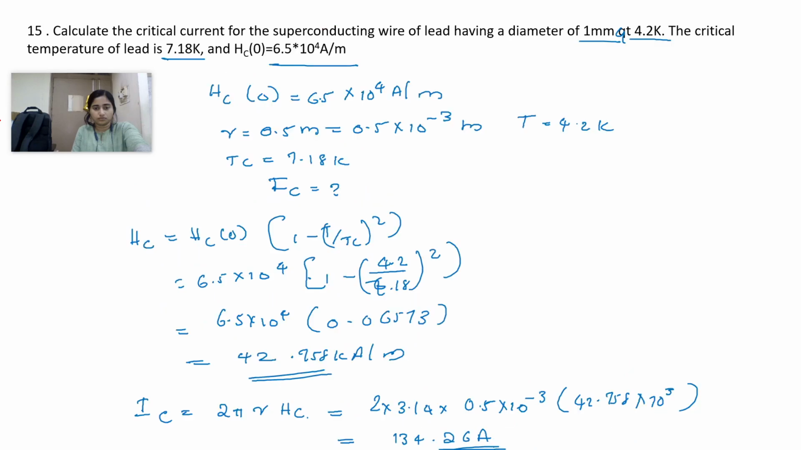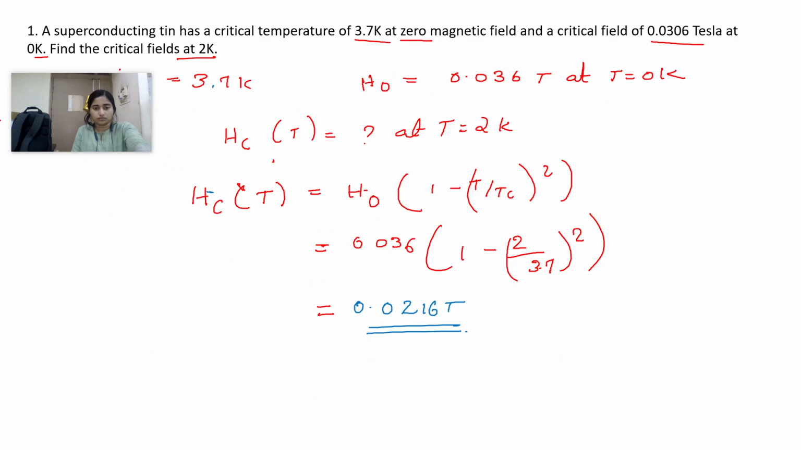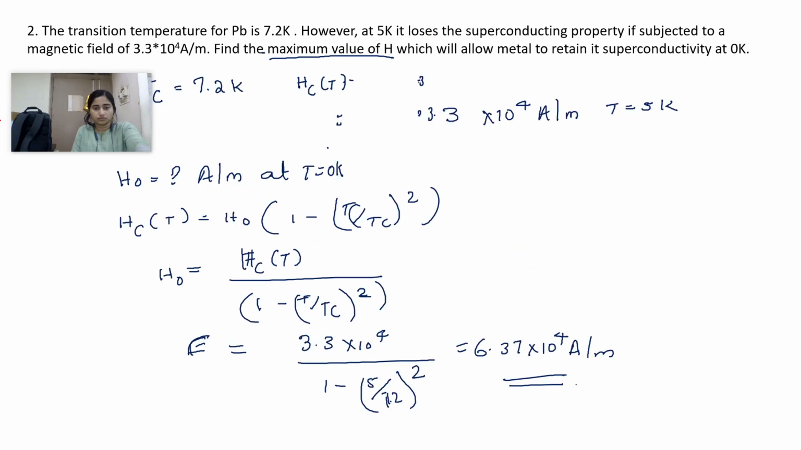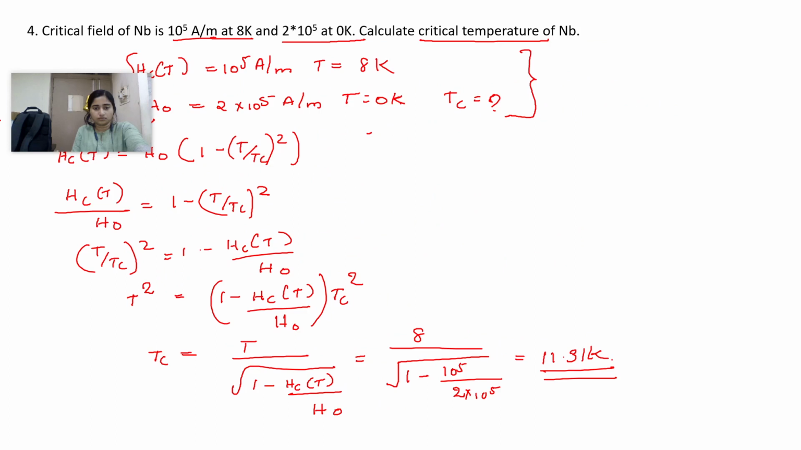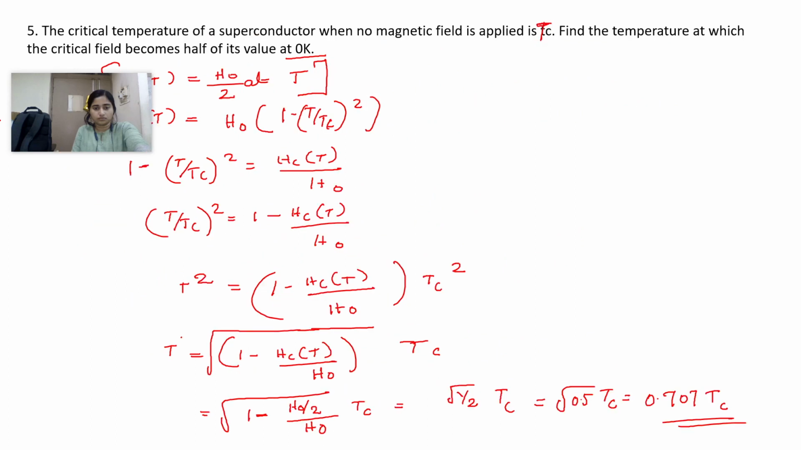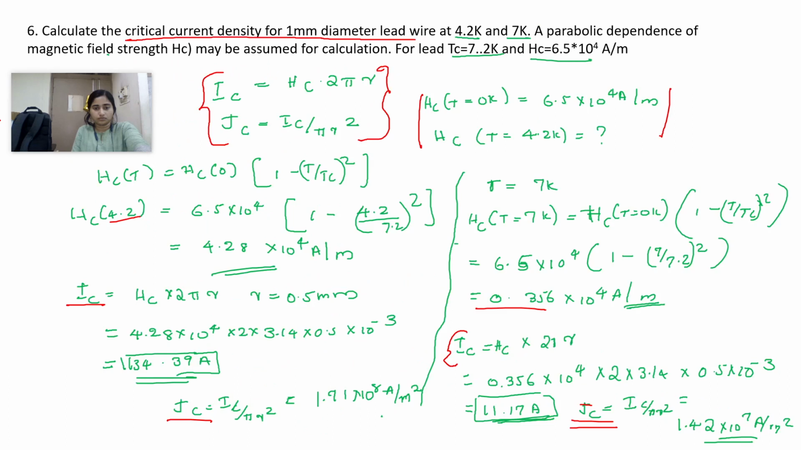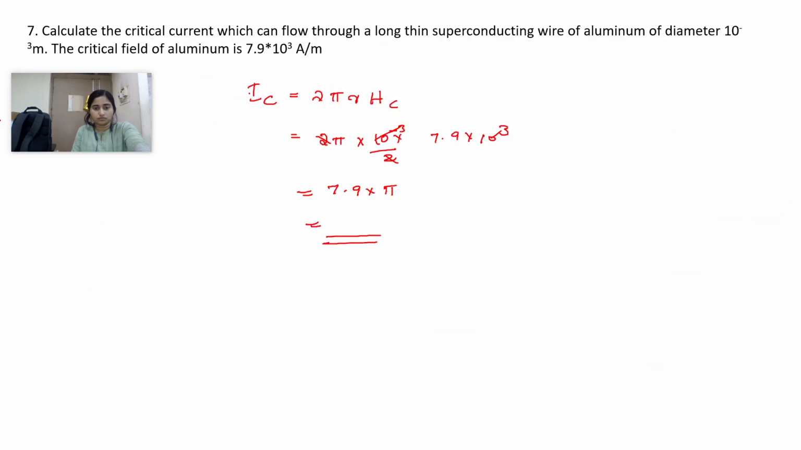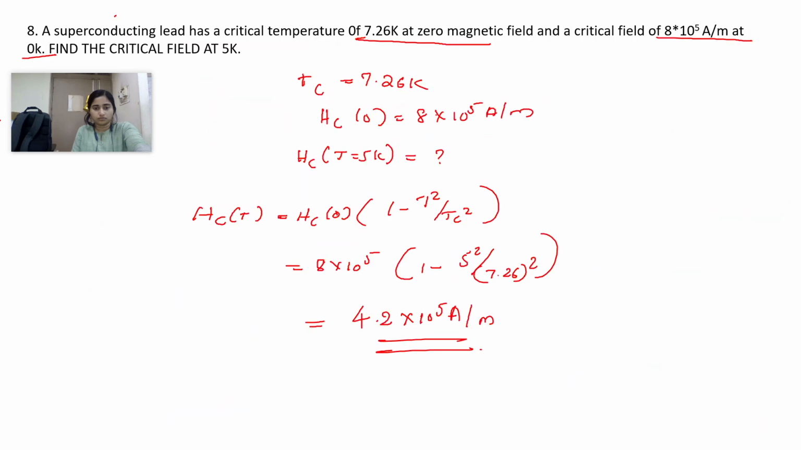So this is also a basic problem. If we look at the problems we did today, there are different kinds of problems. One is the basic formula Hc(T) is equal to H0 times 1 minus T divided by Tc whole square. Then we also calculated the critical temperature like this, and then the critical current density. So these formulas you have to remember: the critical current formula using Hc values, and critical current density also.